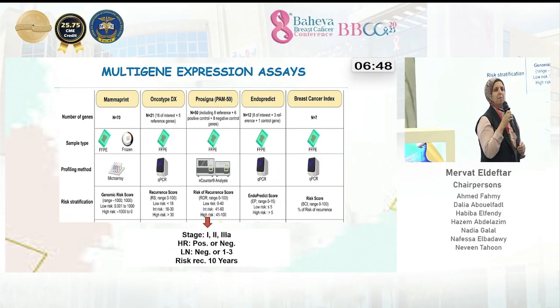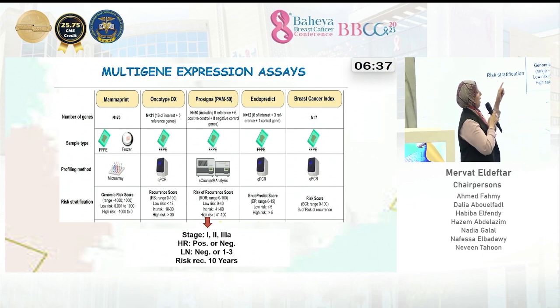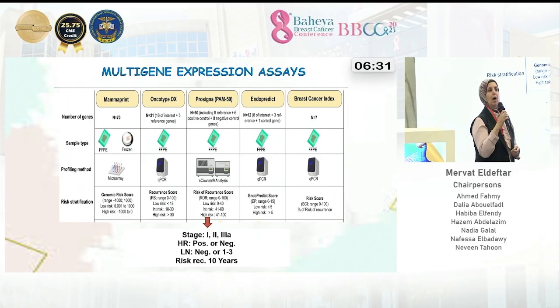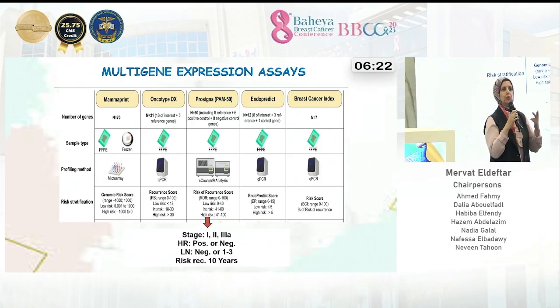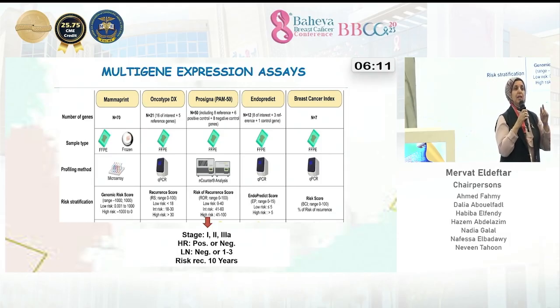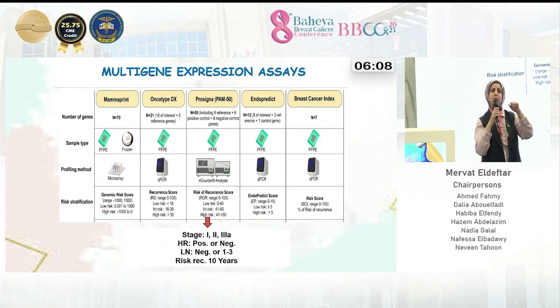There are multi-gene assays that are available outside Egypt, and very unfortunately, we don't have them here. These are MammaPrint, Oncotype DX, Prosigna, EndoPredict and Breast Cancer Index. When a patient with early breast cancer goes for these assays, it has two roles: to talk about the prognosis, what the patient will endure in the next 5 to 10 years, whether she will have recurrence or not, and whether the patient needs chemotherapy or not.